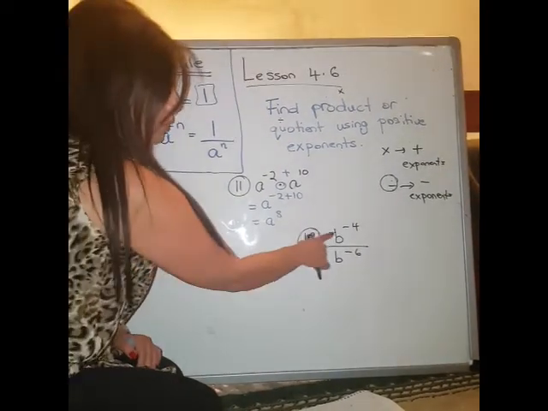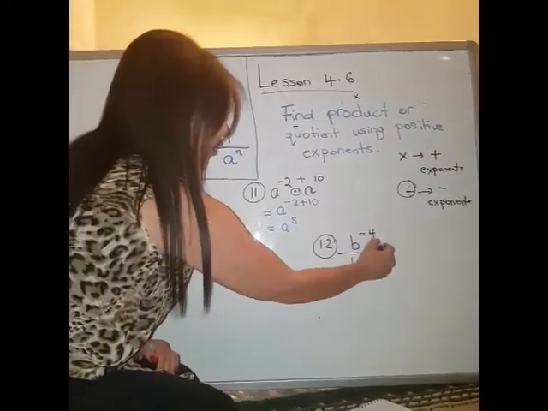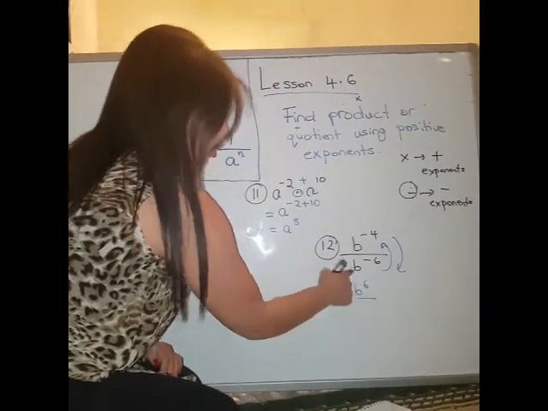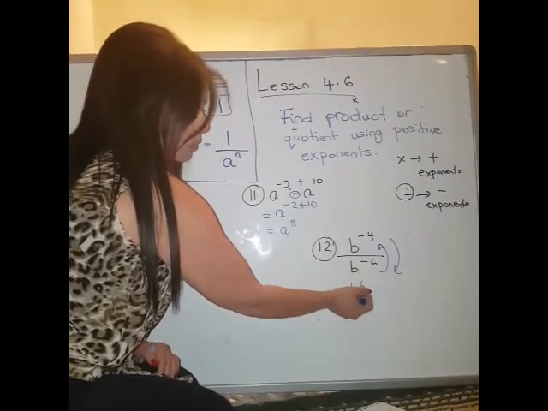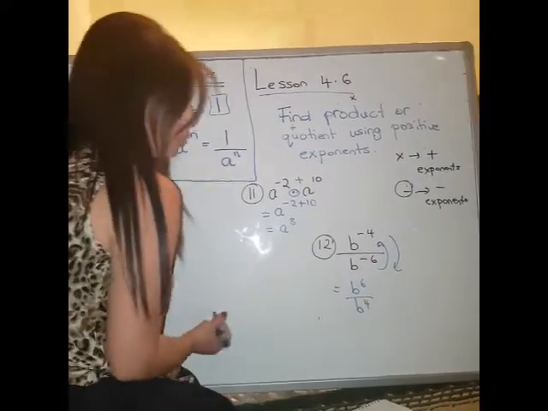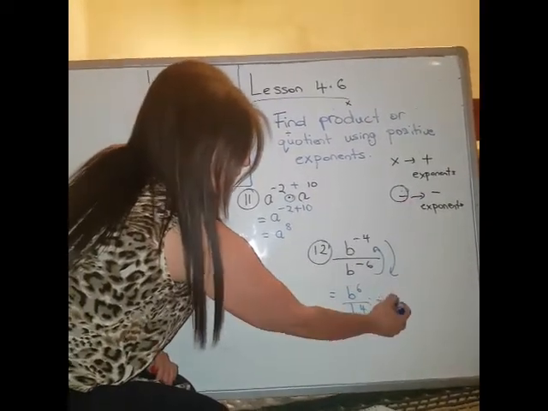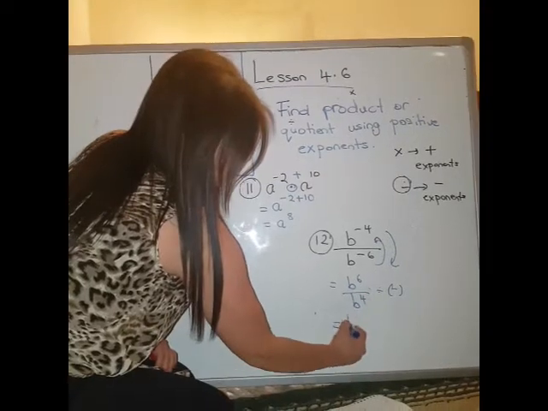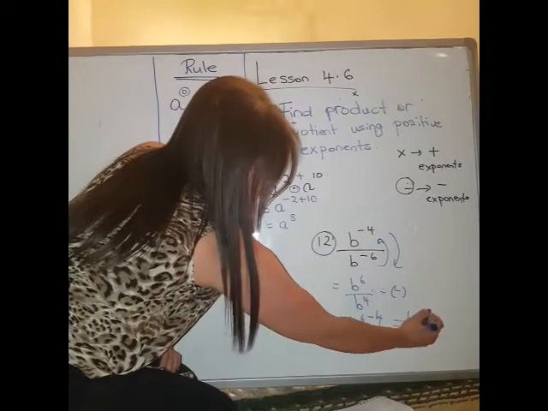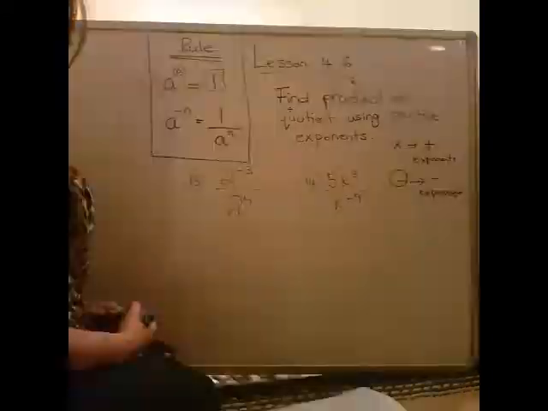Look at number 12. It's b^-4 divided by b^-6. What do I do? First thing is I change them to positive. It becomes b^6. The denominator goes up to the top and becomes positive. The numerator goes down to the bottom, again becoming positive. And now, because they're the same base number and it's division, when I divide, I subtract exponents. So it's b^(6-4), which is b to the second power. Is it positive? Yes, it goes with my question.